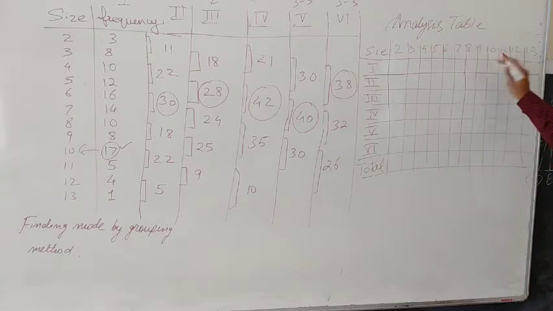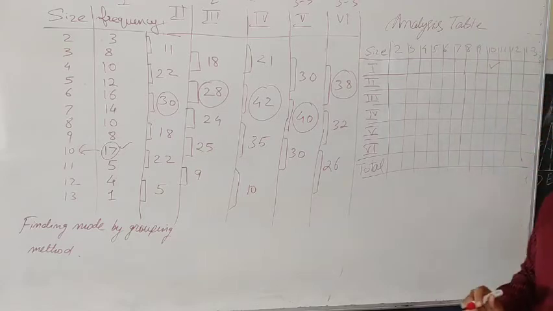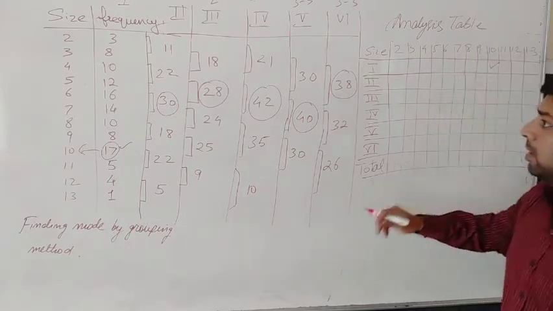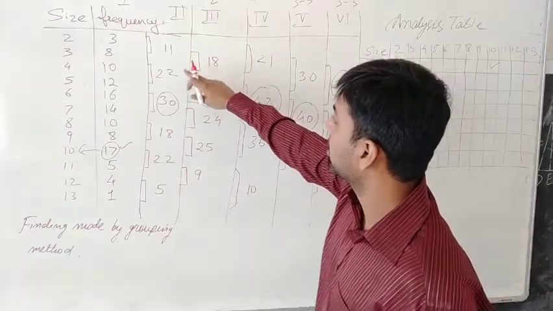10, 10, 10, 10. Here it is, 10. So in the first column, 10 will be checked out. 10 को check out किया जाएगा. Okay. Then in the second one, come to the second one.